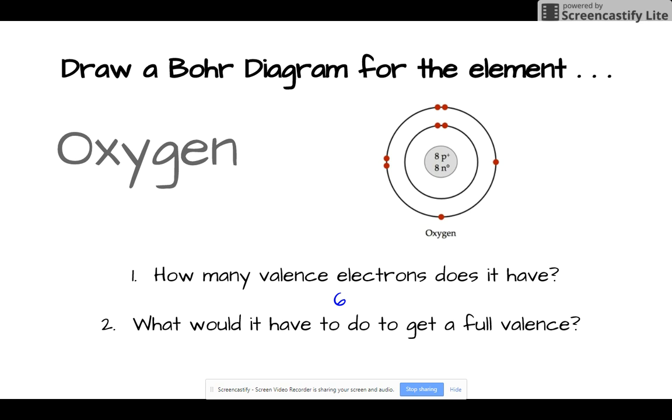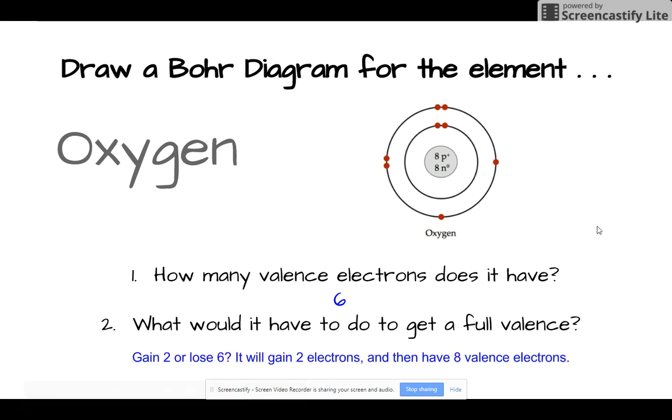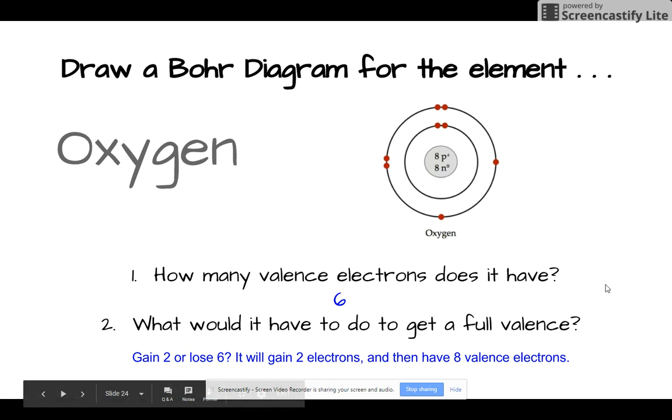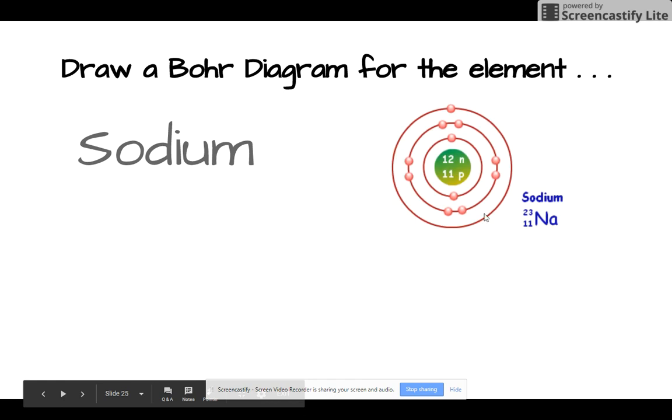What would it have to do to get a full valence electron level? Well, it has to be one of two things. We could either add 2 more electrons, so gain 2 electrons, or we could try to get rid of all 6 of these. In this case, for oxygen, what would be easier to do? Gain 2 electrons. If we gained 2 more electrons, we would have 8 valence electrons, and that would follow the octet rule.